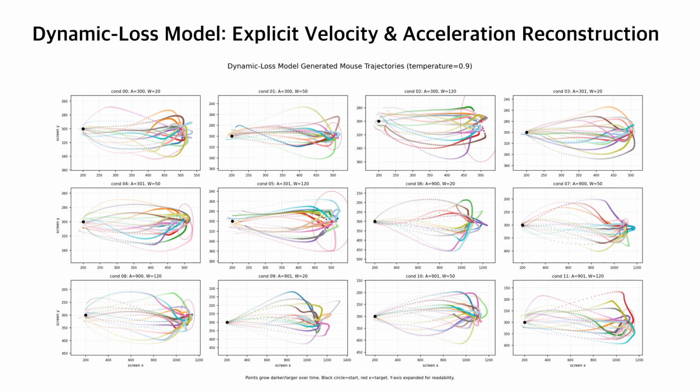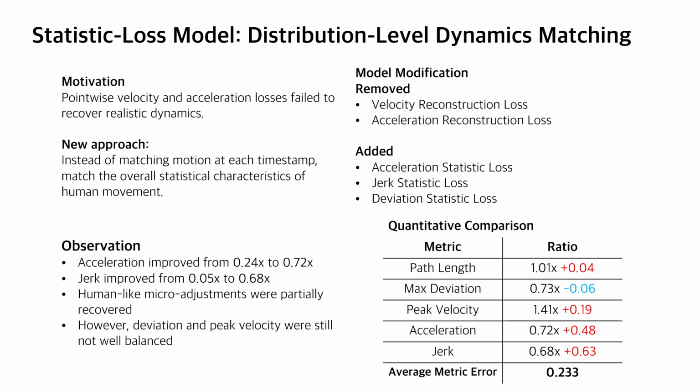So this is the second version of our deep learning model. That is the result. It looks good, but I think the shape is too smooth. Not the baseline, but it's also too smooth. So the dynamics loss model shows that directly reconstructing velocity and acceleration was not sufficient.